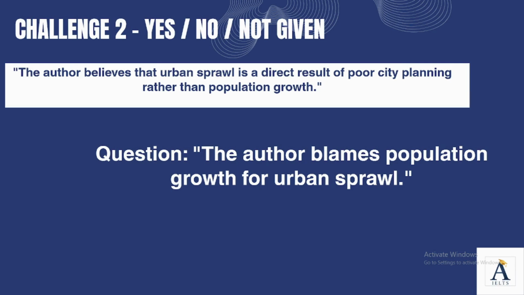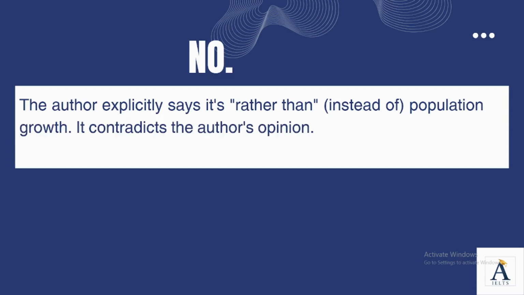Quickly, let's look at yes, no, not given. This is about the author's opinion. The author blames population growth for urban sprawl. The phrase rather than means instead of. The author is literally rejecting population growth as the cause. Because this contradicts the author's stated belief, the answer is no.